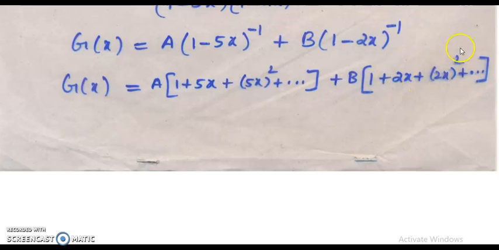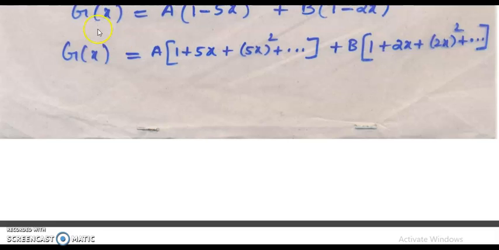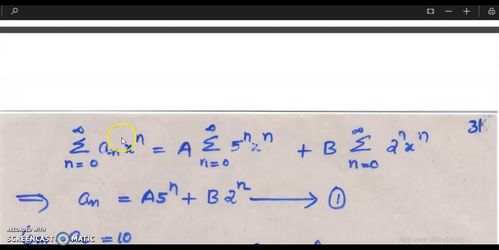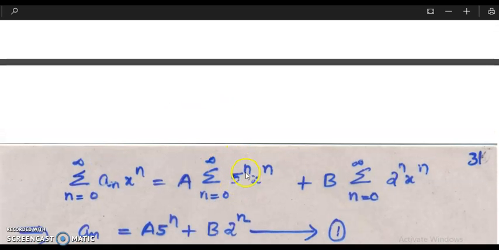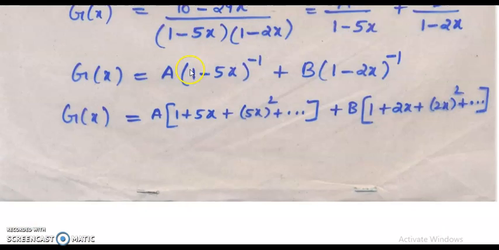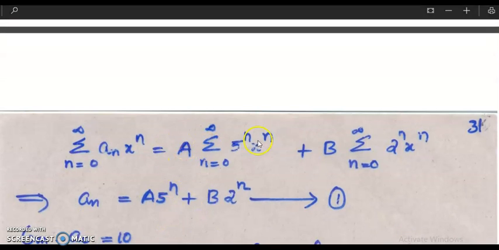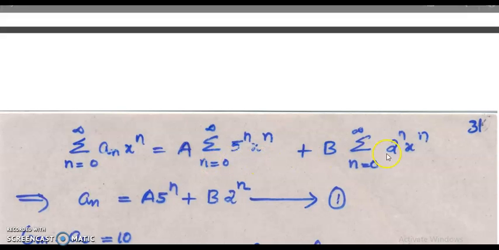Here summation 2 power n x power n. So g of x, here g of x is the generating function. So next step, you write the generating function, summation n is 0 to infinity a n x power n. Here you can write summation 5 power n x power n, summation 2 power n x power n, n is from 0 to infinity. Also you have constants a and b here, so you have a and b in the expansion.